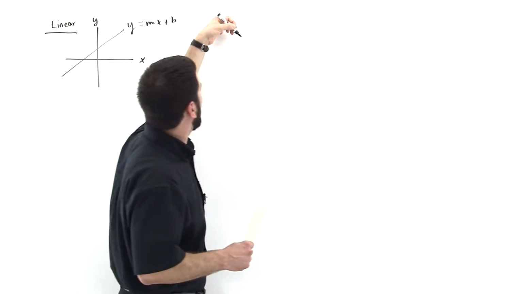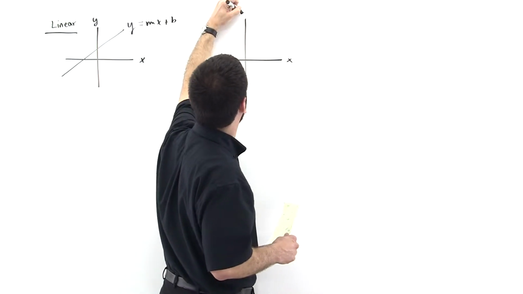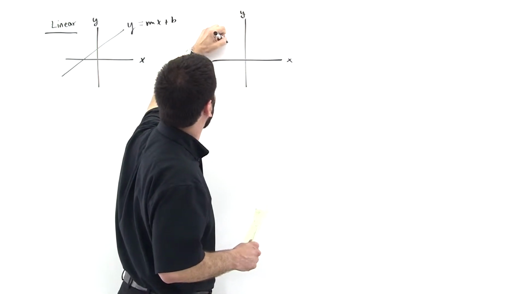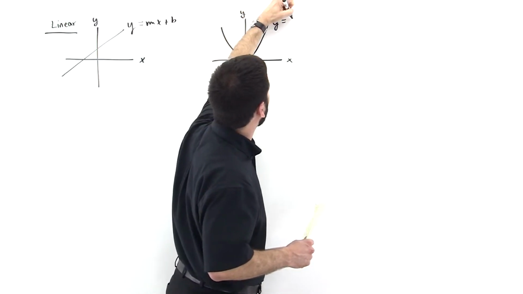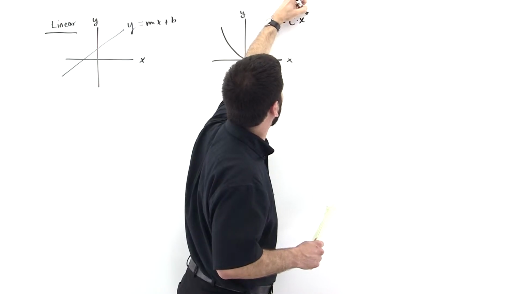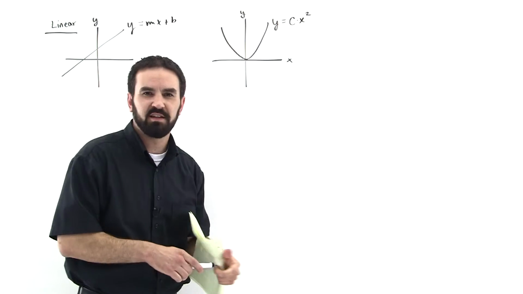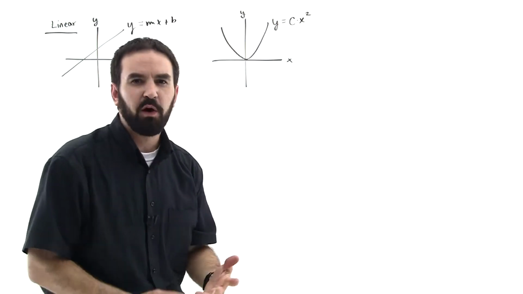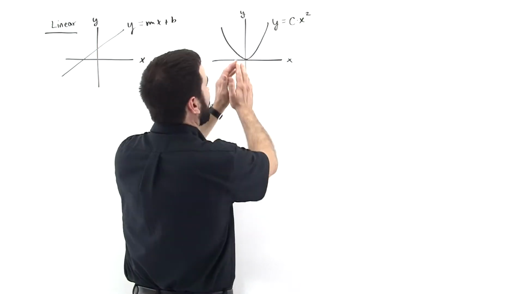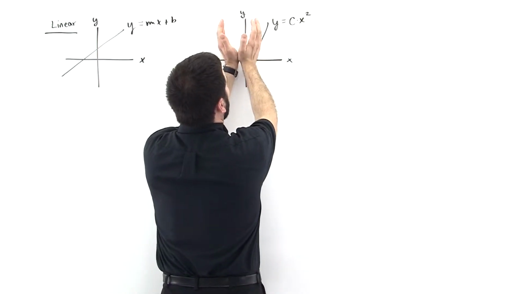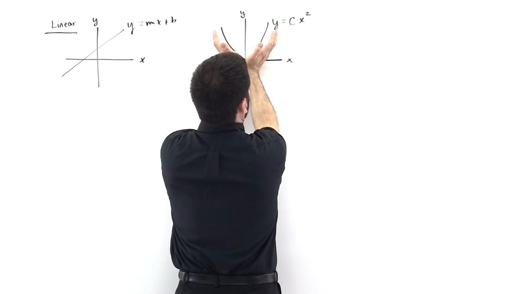The next graph that we should be aware of is called a quadratic function. So let's sketch the graph like this. This will be y is equal to some constant c times x squared. And so c is any constant, and if c is a very small number, say less than 1, let's say c is 1/2 or 1/4 or 1/5, then the graph will start to open up like this, and it'll be flatter, okay?